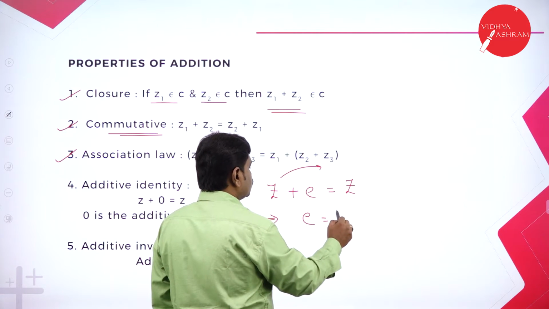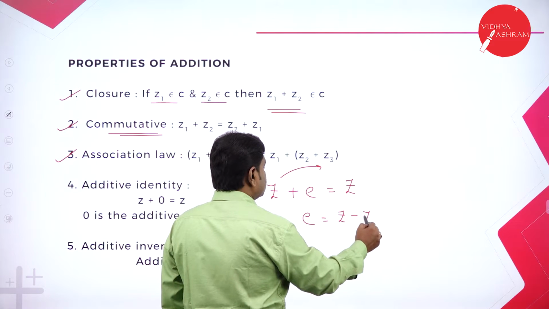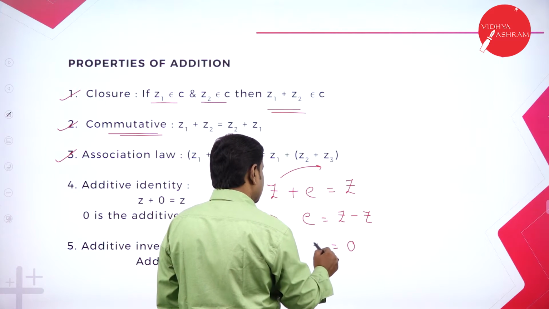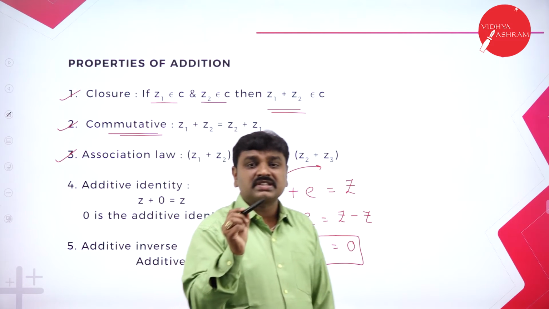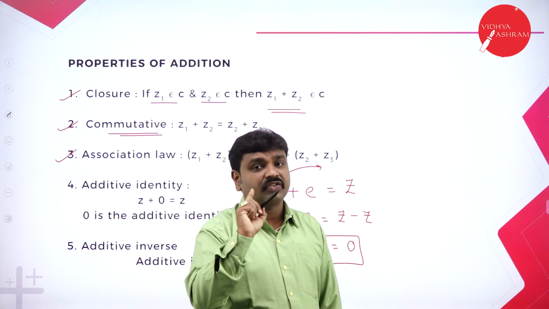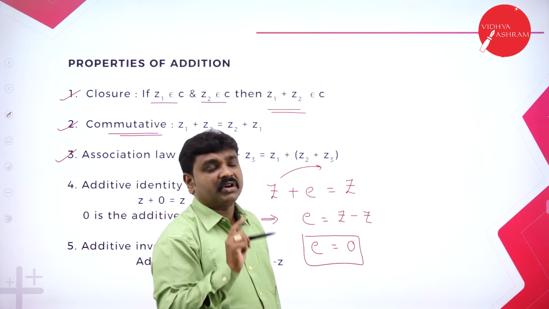Now what is E? Transfer z to that side. So z minus z. What is z minus z, my dear students? 0. 0 is the identity. Simply speaking, 0 is called the additive identity, not for multiplication. It is the identity element for addition.